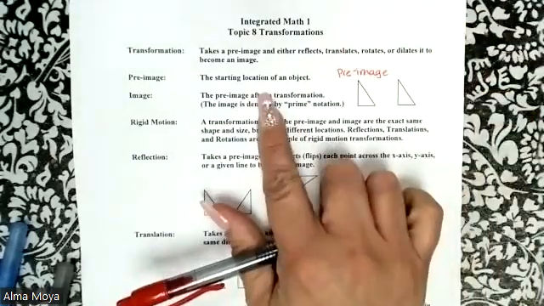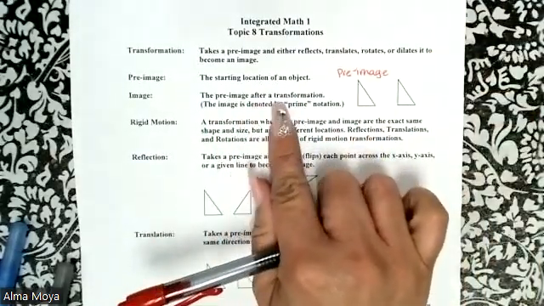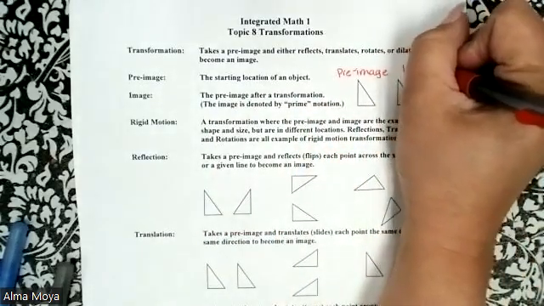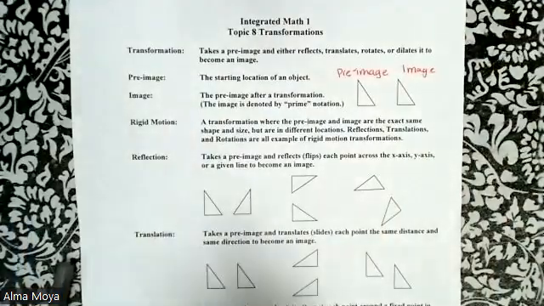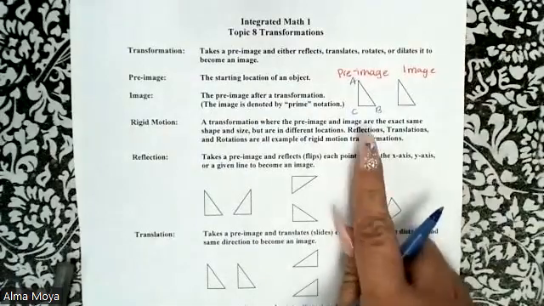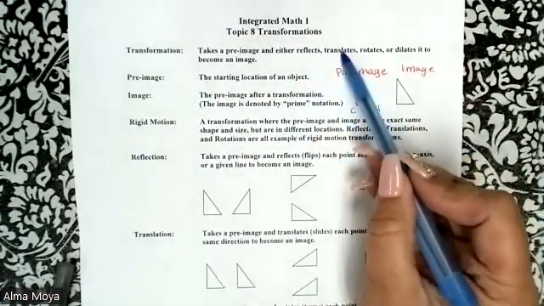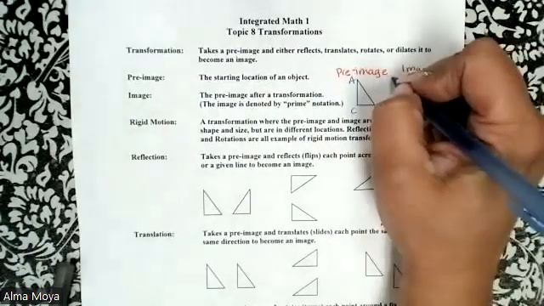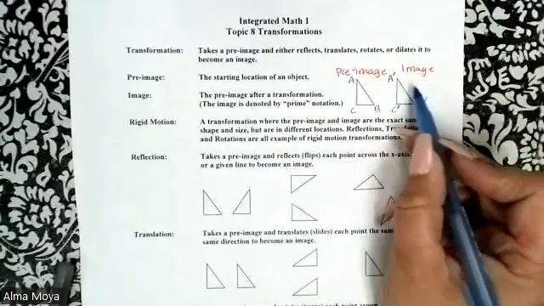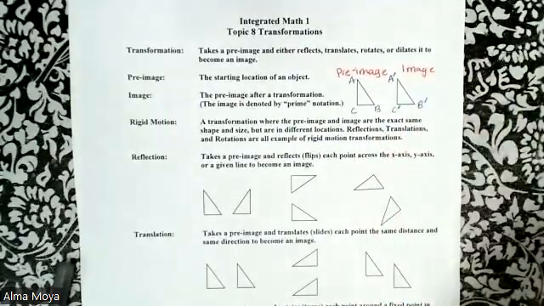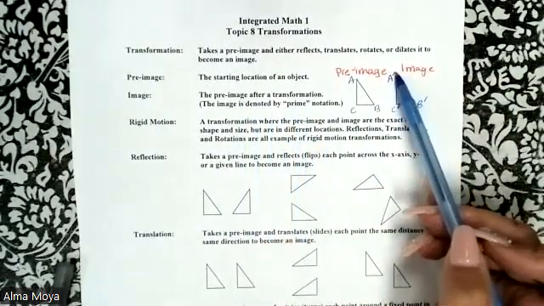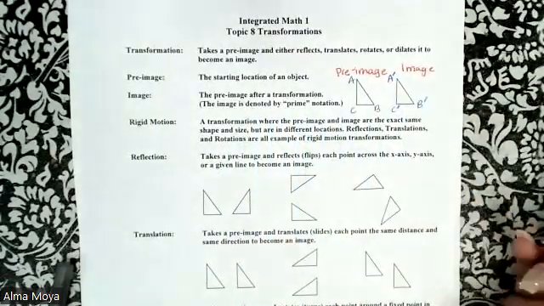And then what you are translating it to, the pre-image after the transformation, that is called the image. In this case, let's say this is angle A, angle B, angle C. So whatever I do to it, either I'm going to reflect it, translate it, rotate it, or dilate it. This is what we call A prime, B prime, C prime. This is what the ending product is going to look like. So that's why I'm saying the image is denoted by a prime. That little mark right there, that's called a prime, okay?